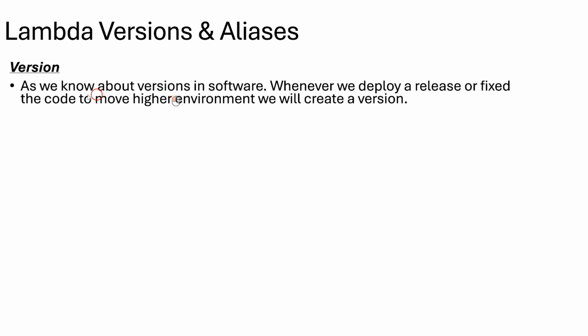So we'll start with version. With respect to version, as we know about versions in software, usually in the software industry we use versions. Whenever we deploy a release or fix the code to move to a higher environment, we will create a version, right? Whenever we are releasing some build to production, that means the build was finalized. That build we are not going to change in future. That means it's fixed, so that is immutable. That is called a version. So we'll create that immutable version and deploy it in production, usually in our day-to-day software lifecycle, right?